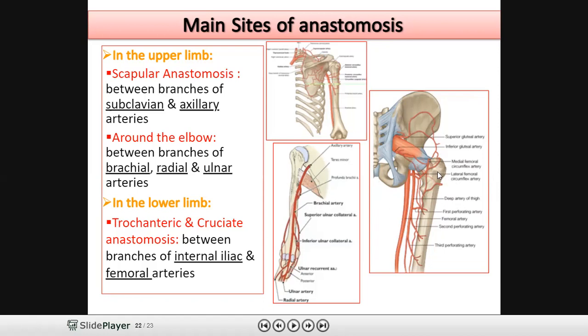So the arteries that make up that anastomosis are the medial femoral circumflex artery, the lateral femoral circumflex artery, and then you have the profunda brachii artery, the inferior gluteal artery, and the superior gluteal artery, which are coming from the internal iliac artery. They join the branches of the femoral artery to form this anastomosis, or this network of blood here.